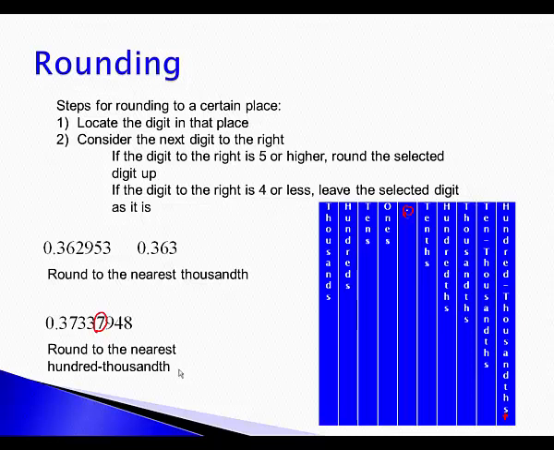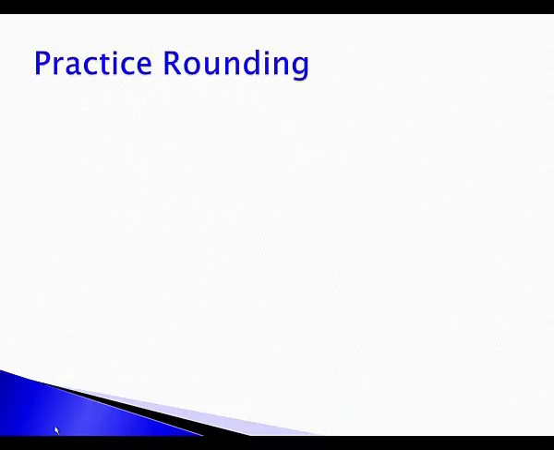What I'm to do now is locate that one. I've done that. And then consider the next digit to the right. I'm looking at this 9. If the digit to the right is 5 or higher, round the selected digit up. If the digit to the right is 4 or less, leave the selected digit as it is. Well, the 9, and that was just a coincidence that I picked another 9. The 9 is 5 or higher, so this 7 will become an 8. It rounds up. So the number would look like this, 0.37338. Let's look at some more examples.